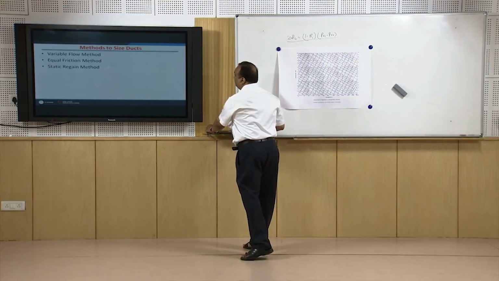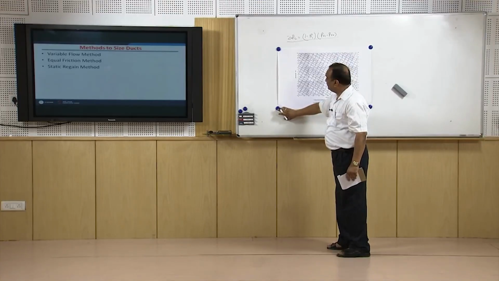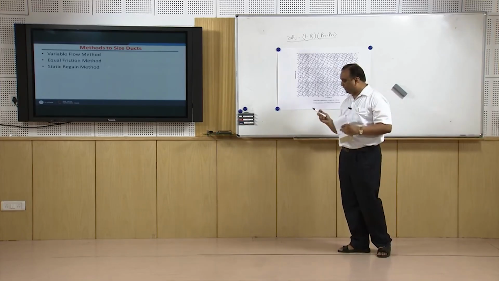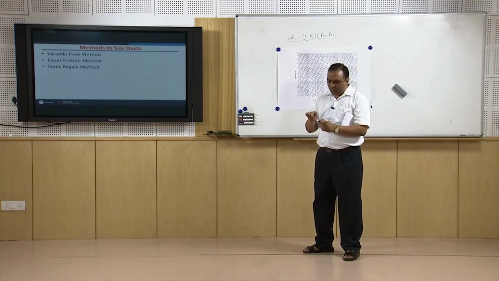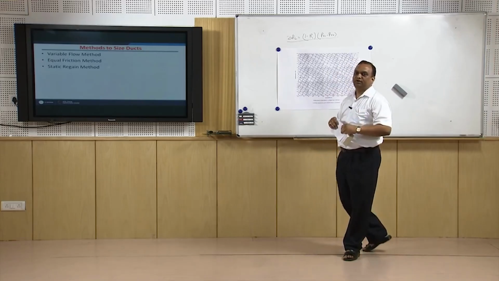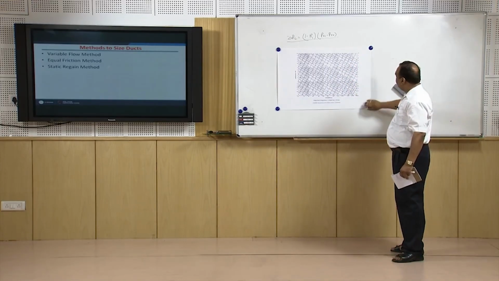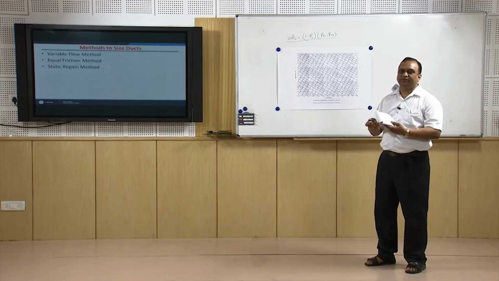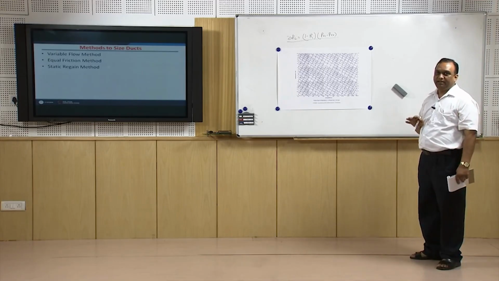One is the variable flow method, another is the equal friction method, and the third one is the static regain method. Now, the variable flow method is not an optimum method of duct design. It is more towards the experience of the duct designer. In this method, some velocity in the duct is assumed, 5 meters per second, 6 meters per second, which comes from the experience of the designer.